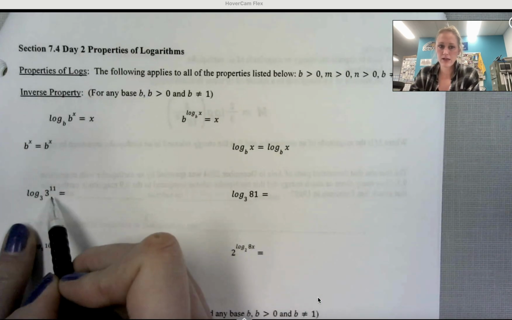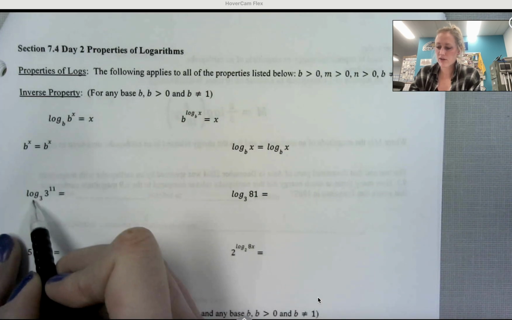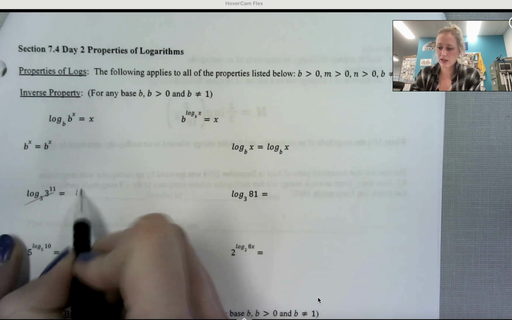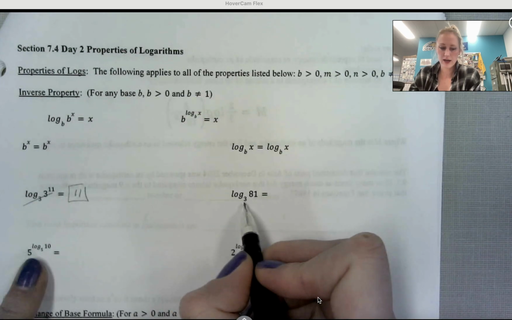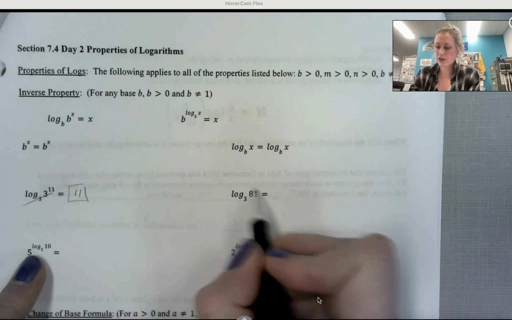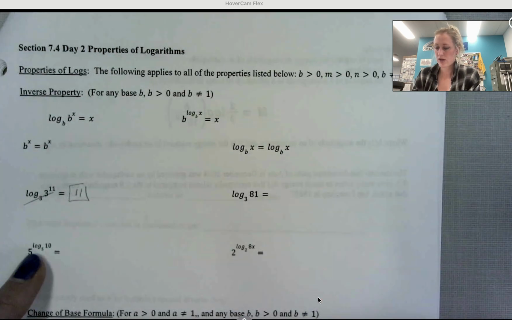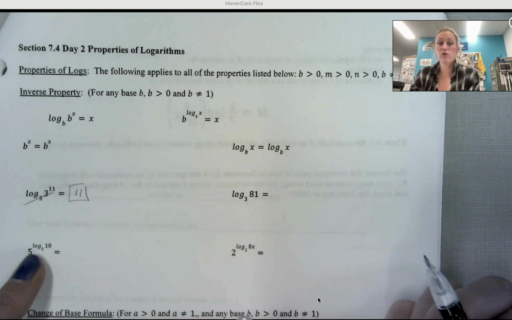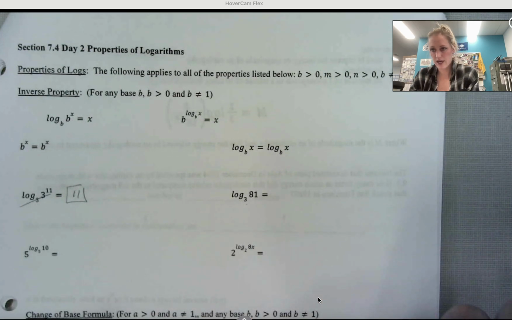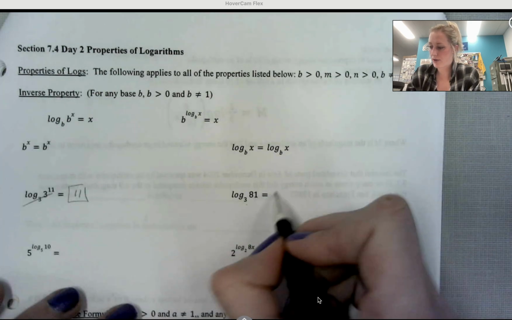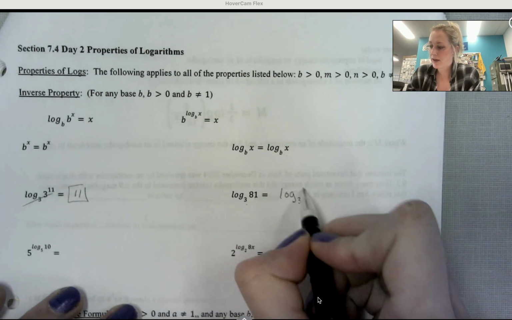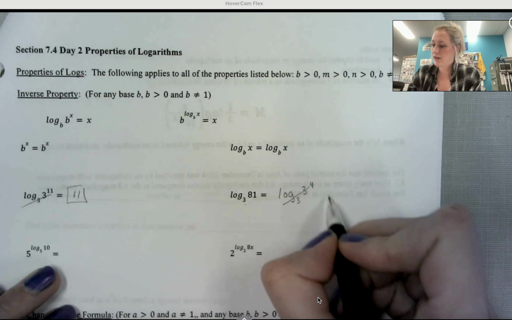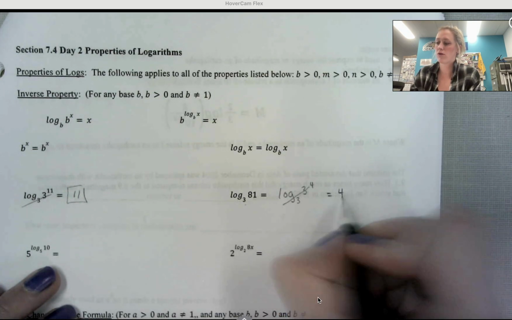Right now, if I wanted to evaluate this, I have log base 3 of 3. Those are inverses, so I'm left with just 1. I want to create something like this if I can. If I'm looking at 81, can I rewrite that using a base of 3? I can. 3 to the 4th is 81, so I could rewrite that as log base 3 of 3 to the 4th, and then I have something just like over here. Log base 3 of 3 is 1, so we're left with 1 times 4, which is just 4.